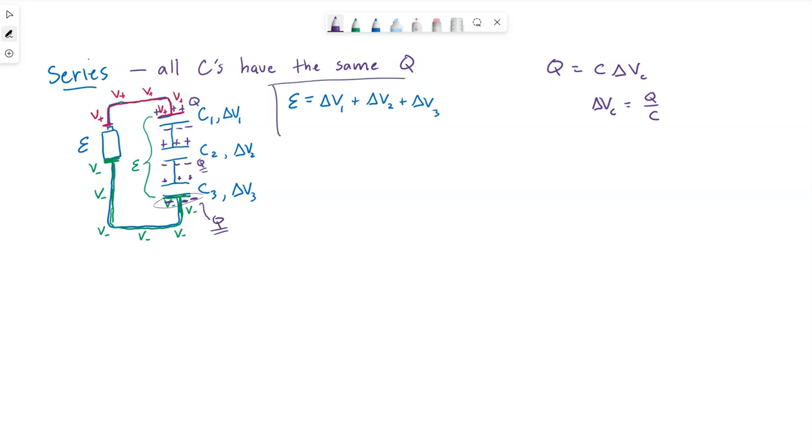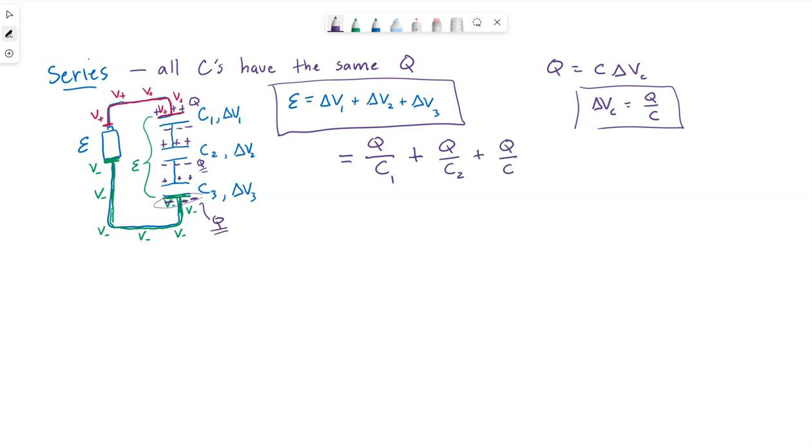If I come to this relationship for electric potential, I'll talk about the left side in just a second, but delta V1, using this relationship, would be the charge on capacitor 1 divided by capacitor 1's capacitance. Similarly, delta V2 would be the charge on that capacitor divided by its capacitance. Delta V3 would be the charge on it divided by its capacitance.